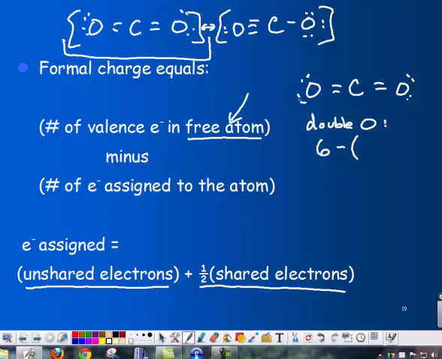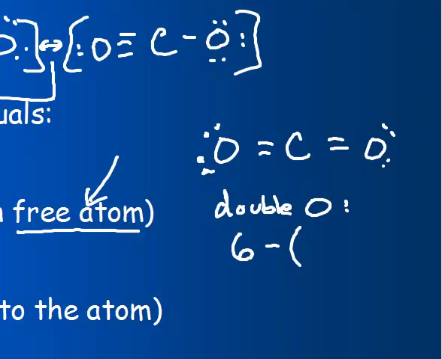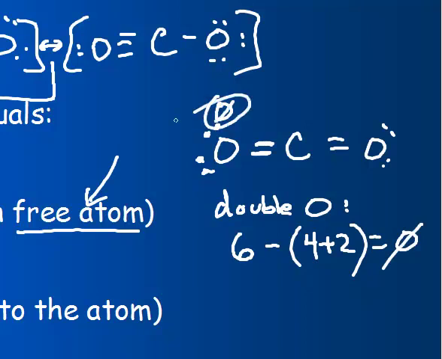Well, the unshared electrons are, there's 1, 2, 3, 4 unshared electrons around our oxygen. And then there's 2, 4 in the bond. I want half of the shared, so half of 4 is 2. So I have 4 unshared plus 2 shared. So I have 6 minus 4 plus 2, so I get a 0. So I get a 0 formal charge. And what you actually do is write it right on the Lewis structure.